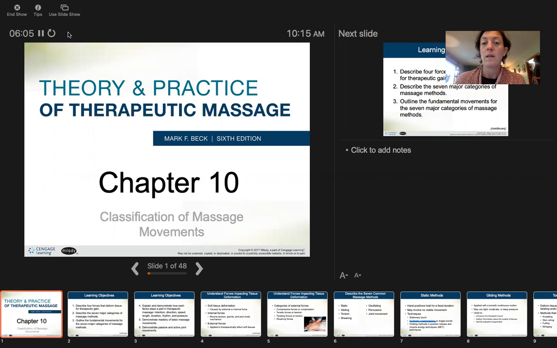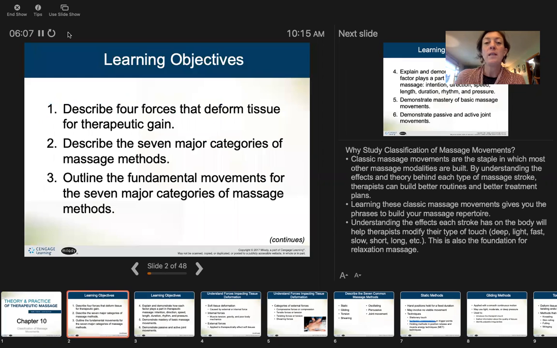So the first thing that I want to make sure that you guys discern is they're going to talk about the 4 forces that can deform tissue for therapeutic gain. So you can tell by that phrase that deform does not mean anything negative. It really just means change the structure. And then separate from that is the 7 major categories of massage.